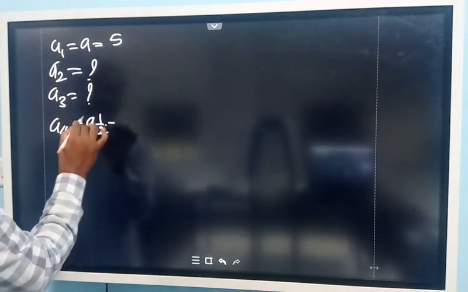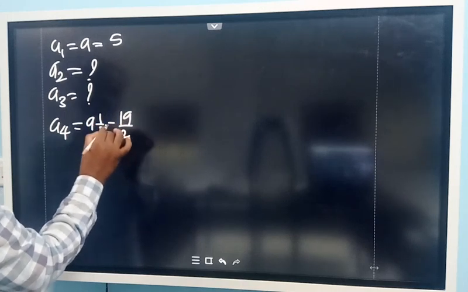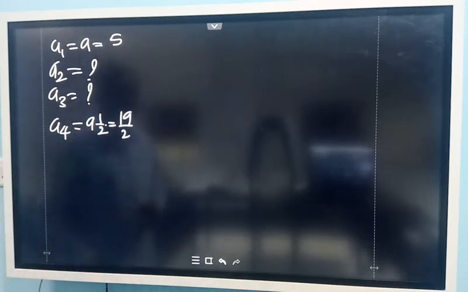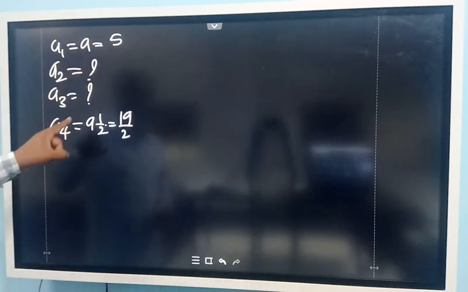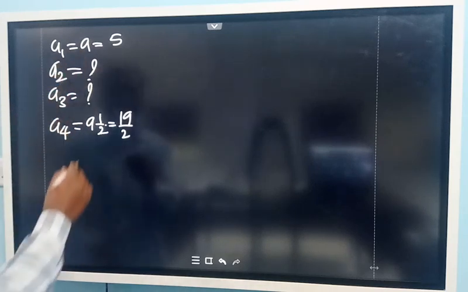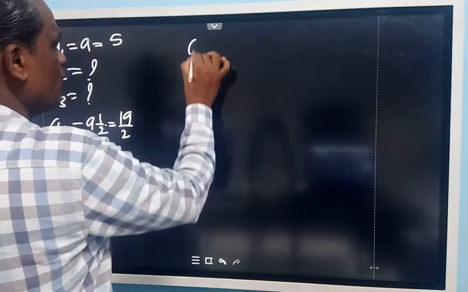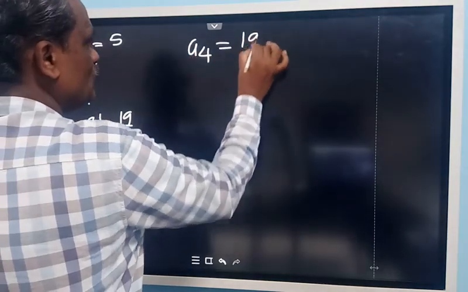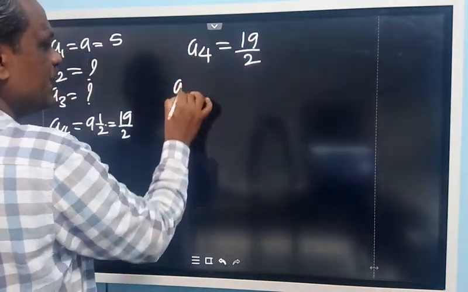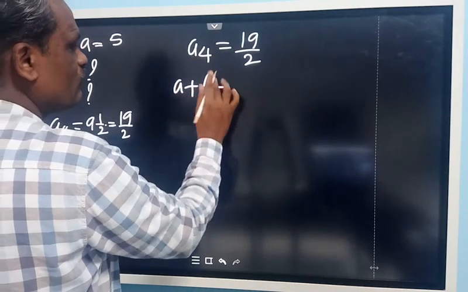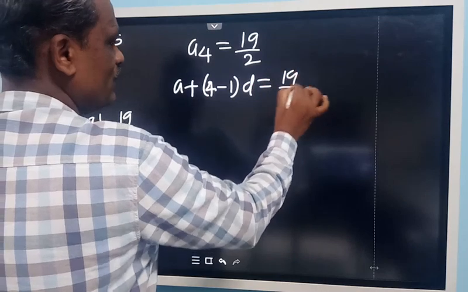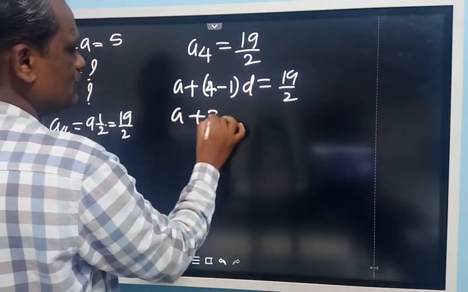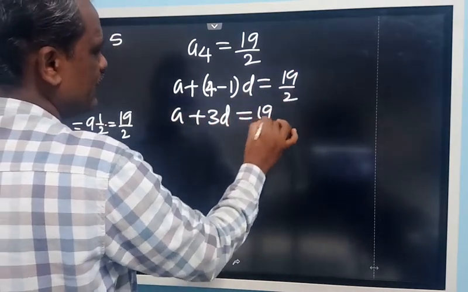This is 19 by 2. You can write it as 19 by 2. So now, let us go directly. This is the first term. To find the second term, use this A4. A4 is 19 by 2. So A4 means A plus (4 minus 1) into D. It is 19 by 2. A plus 3D is equal to 19 by 2.